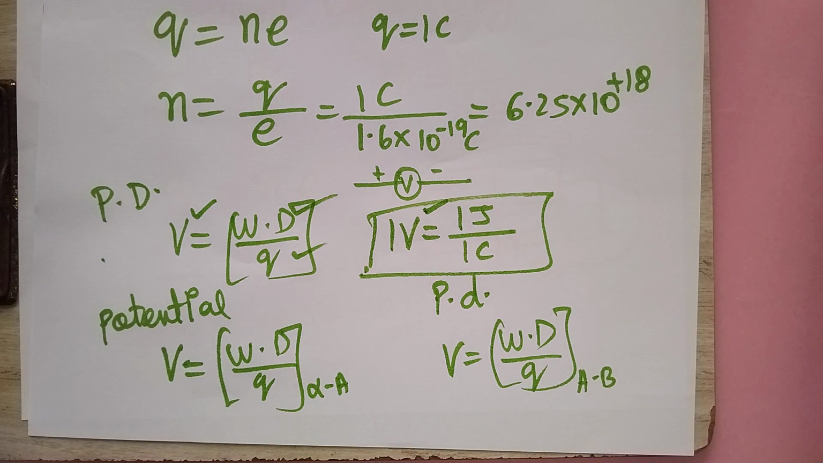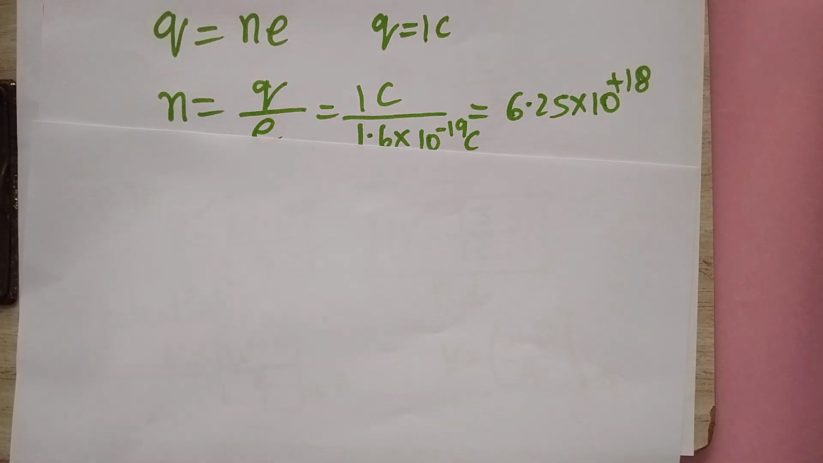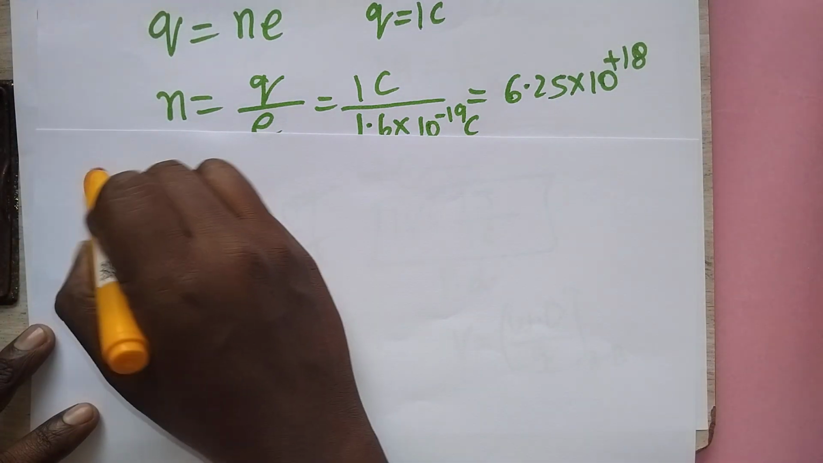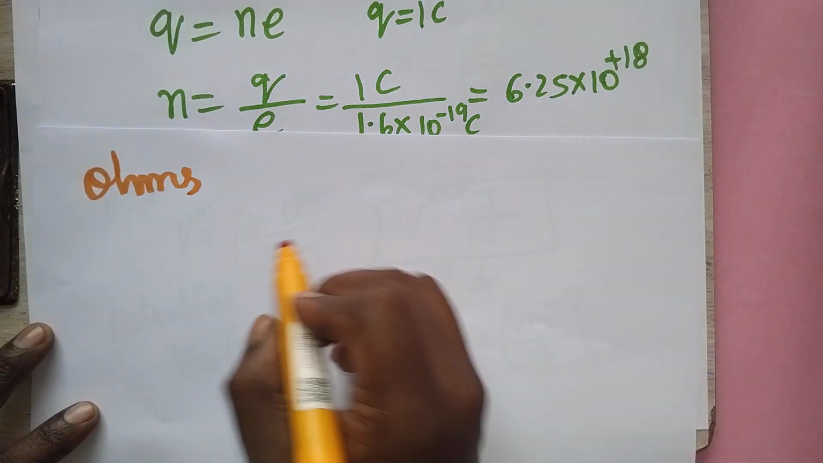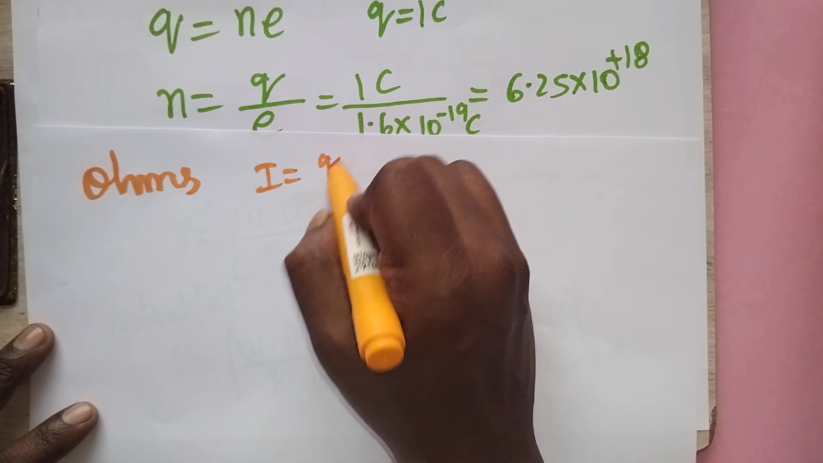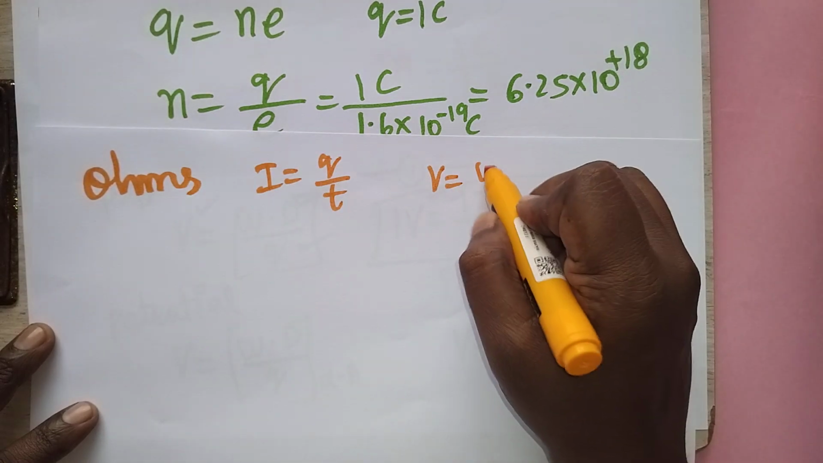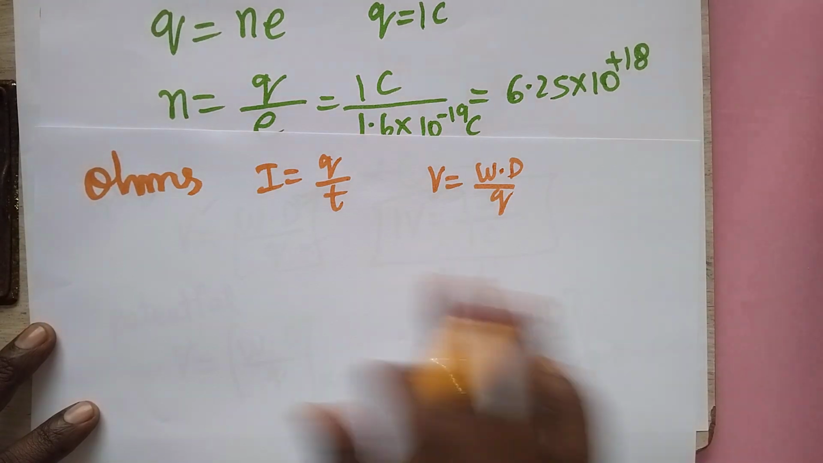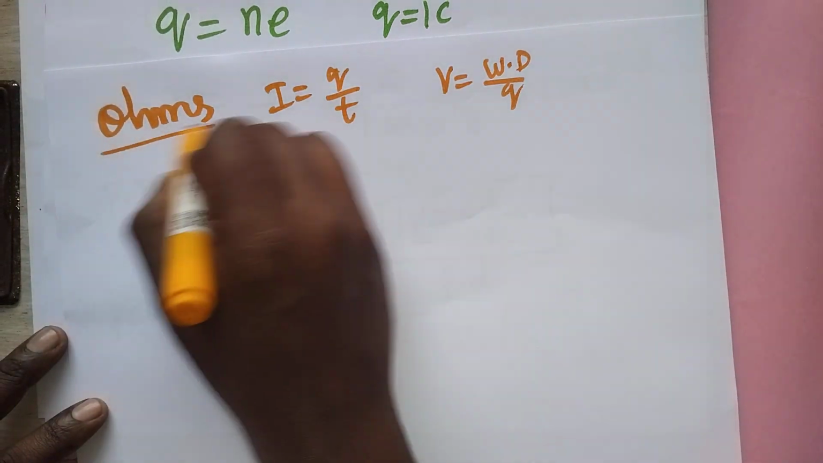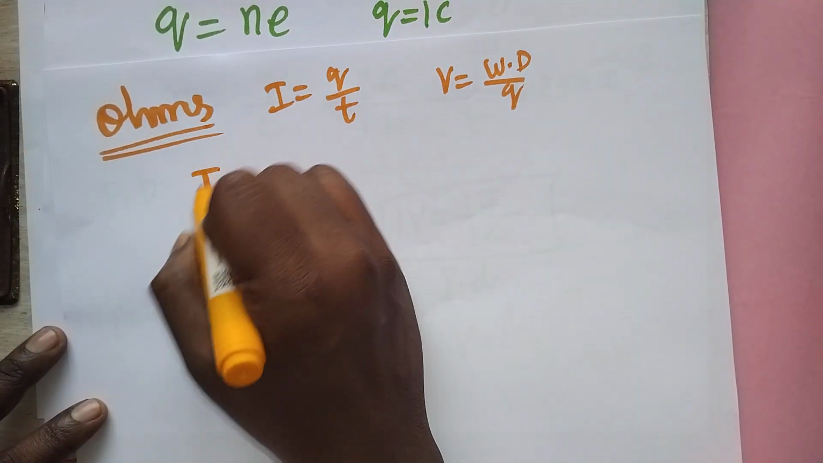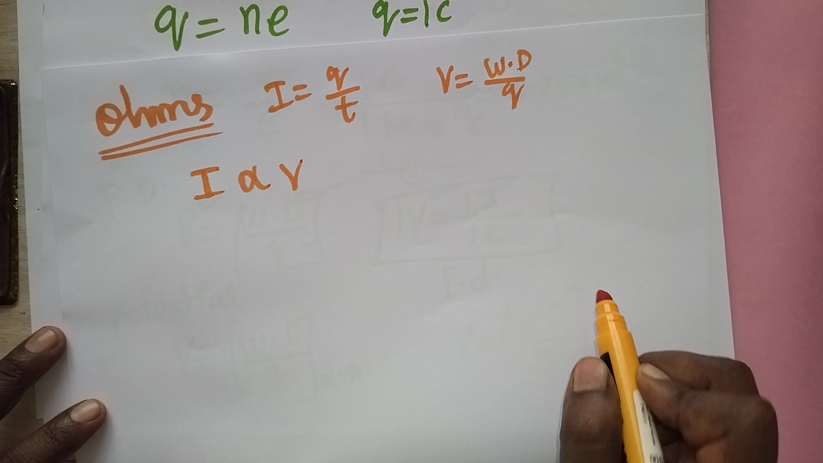Next we are going to see Ohm's law. So far we learned two formulas: I is equal to Q by t, V is equal to work done by charge. We'll relate this; Ohm's law was given like this. Current is directly proportional to the voltage.